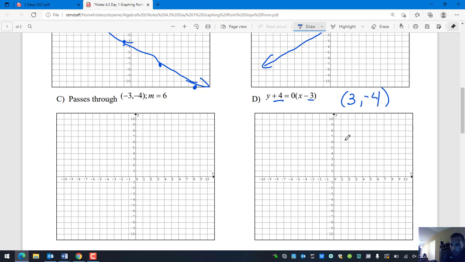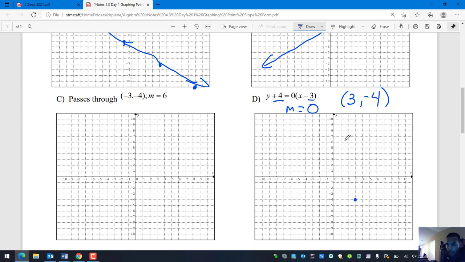First step, plot the point 3 comma negative 4. 3 to the right, 1, 2, 3. 4 down, 1, 2, 3, 4. Okay, that's my first point. Then I ask myself, okay, what is the slope? The number in this spot right here is my slope. m is equal to 0.